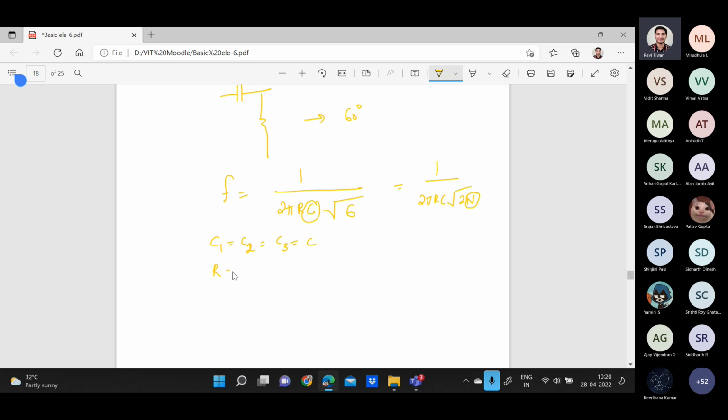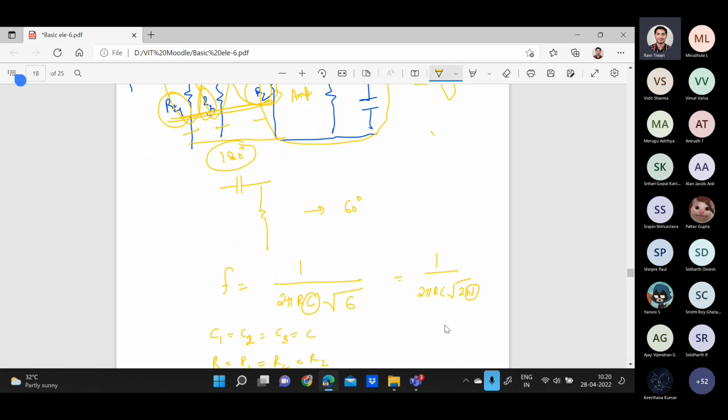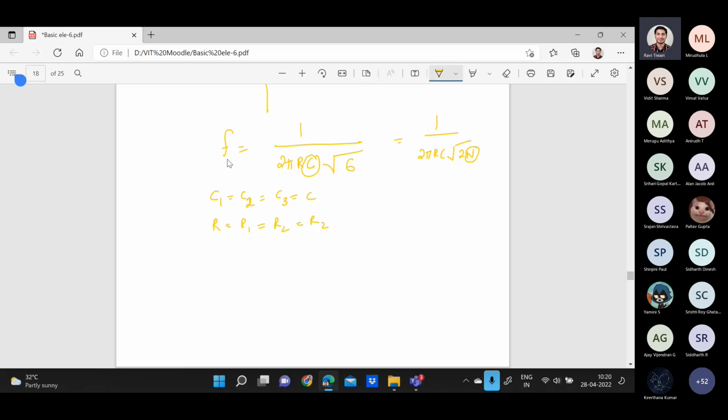Similarly, this R will be equal to R1, equal to R2, equal to R3. You have to see only the feedback circuit, that is R4, R3, R2, whatever is there. These will all be the same, that of R. Then you have to substitute.